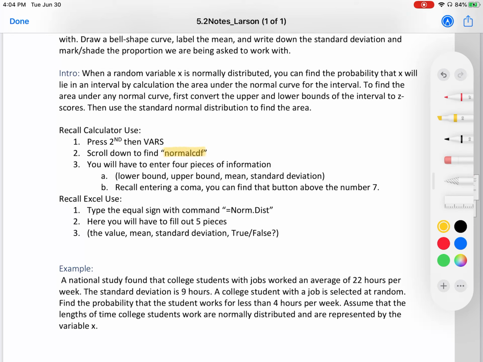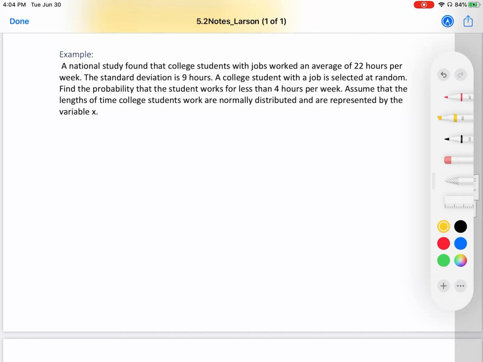Let's do an example. A national study found that college students with jobs worked an average of 22 hours per week. The standard deviation is 9 hours. A college student with a job is selected at random. Find the probability that the student works for less than 4 hours per week. Assume that the length of time college students work is normally distributed and is represented by the variable x.